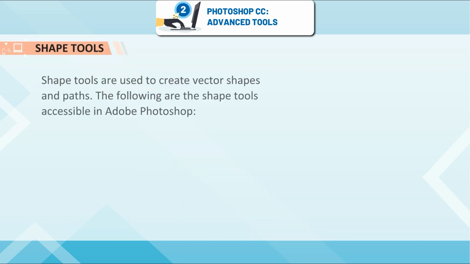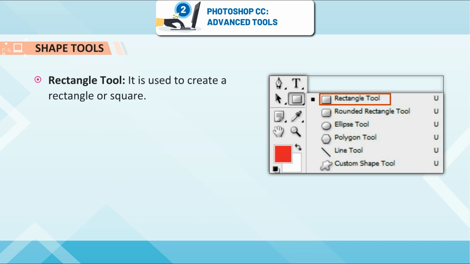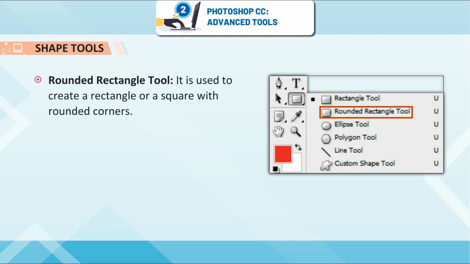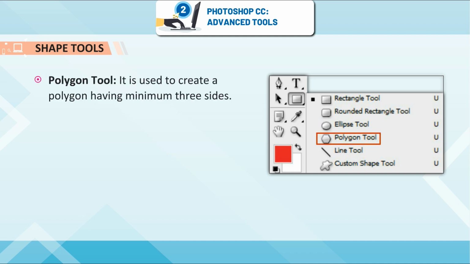Shape tools. Shape tools are used to create vector shapes and paths. The following are the shape tools accessible in Adobe Photoshop. Rectangle tool. It is used to create a rectangle or square. Rounded rectangle tool. It is used to create a rectangle or a square with rounded corners. Ellipse tool. It is used to create an ellipse or oval or a circle.